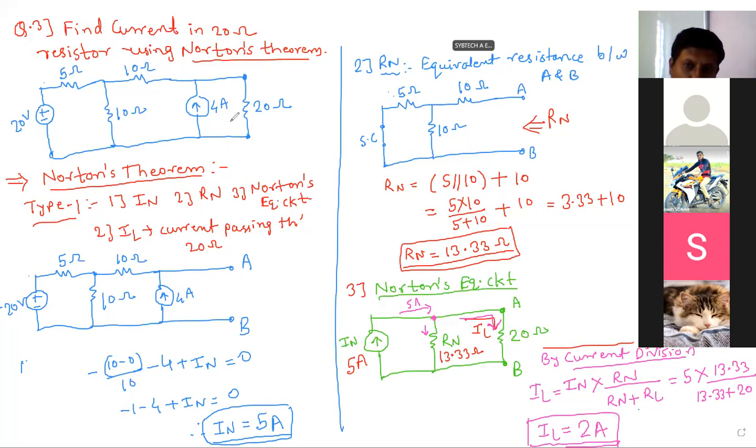So the same example we can solve also by using maximum power transfer theorem. Okay. So today we have completed. Today we have solved total 3 examples based on type 1. So in the next lecture, we can solve numerical examples based on Norton's theorem of type 2, where in type 2, at least one independent source and at least one dependent source is present.